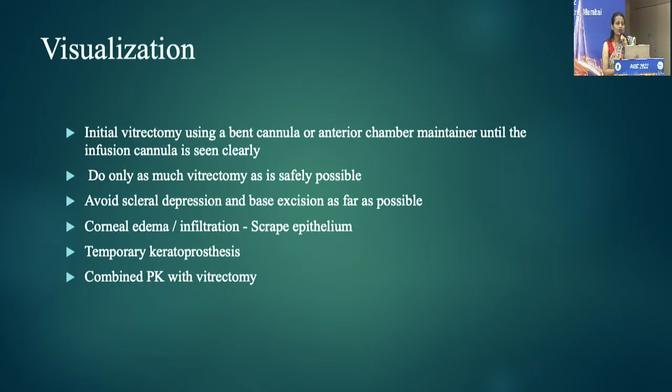Avoid scleral depression and base excision as far as possible. Corneal edema and infiltration, if it is causing any problem, you can just scrape the corneal epithelium and the visualization will be better. Temporary keratoprosthesis or combined PK when the cornea is very bad and you're not able to have a posterior segment view.